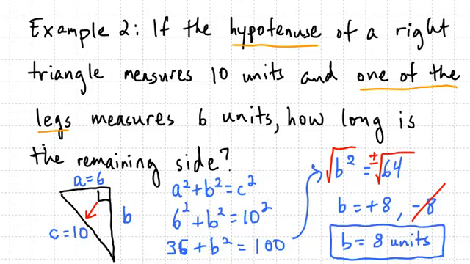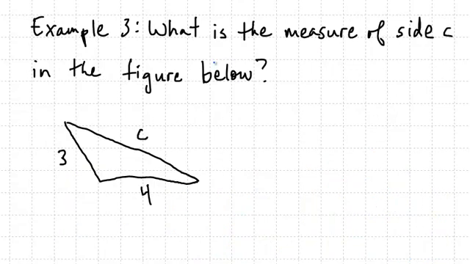Okay? One more example, example 3. Let's see, what is the measure of side C in the figure below? Okay, so here we have a triangle drawn for us. One side is 3, one side is 4, the last side is C.